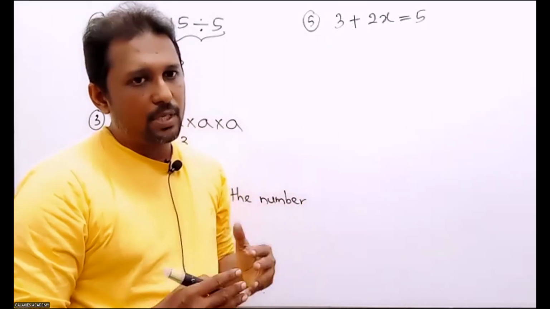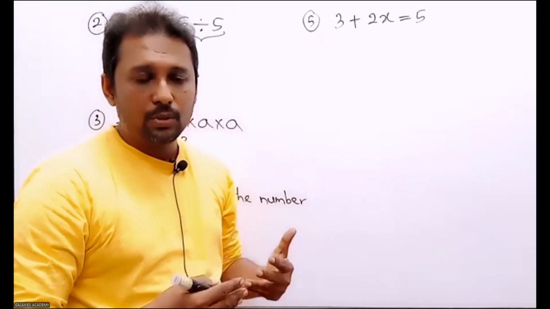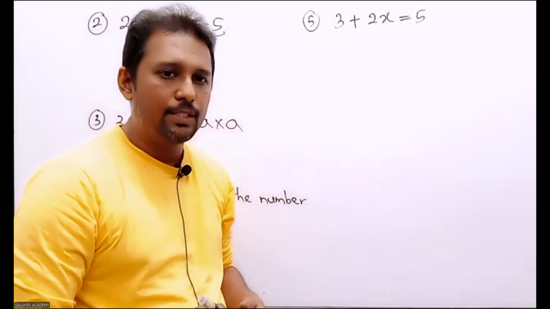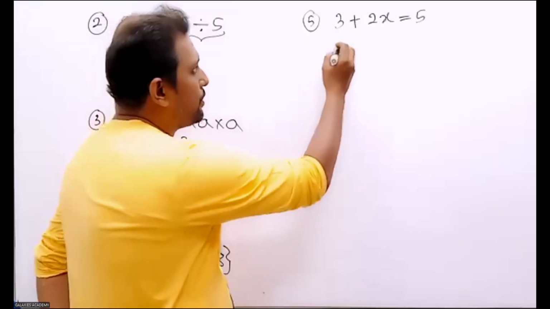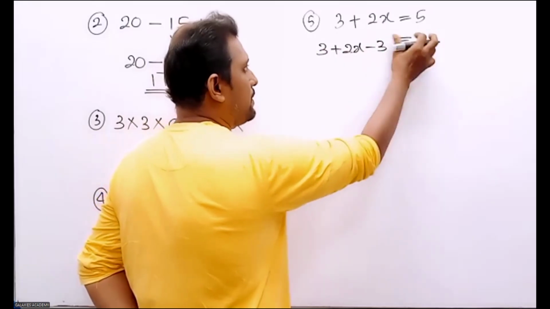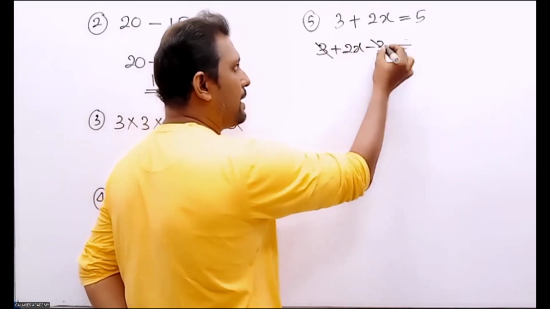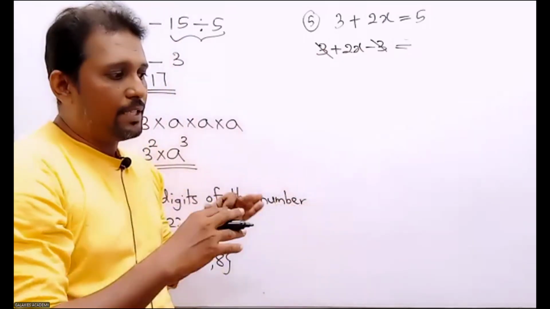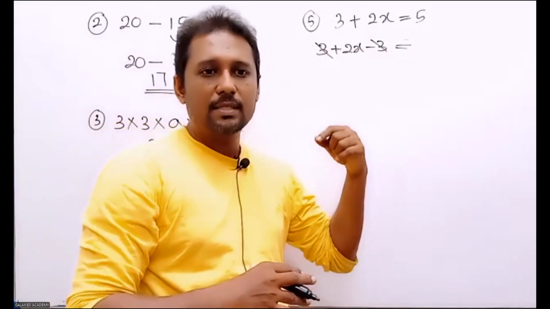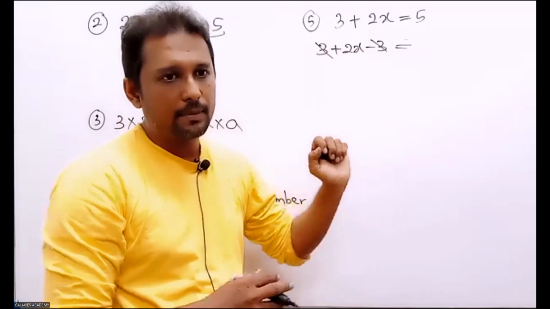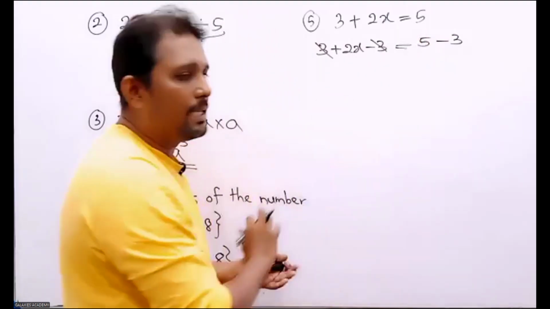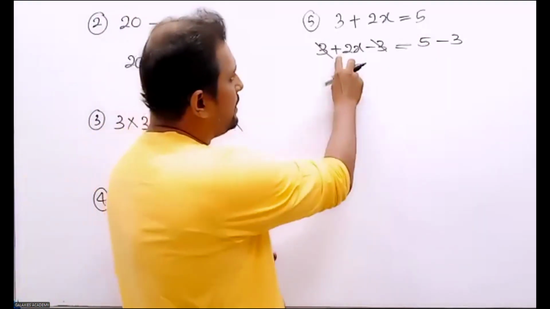To remove this 3, what you have to do? You have to do the opposite mathematical operation. What is the opposite mathematical operation of addition? Subtraction. So you have to put here this side, subtract 3. Right? Then what happened? This plus 3 and minus 3 cancel. But the equation is unbalanced. No? To balance the equation, also the same thing you have to do other side. So other side you have to put minus 3. Now balance the equation. Right? Then here remaining 2x.